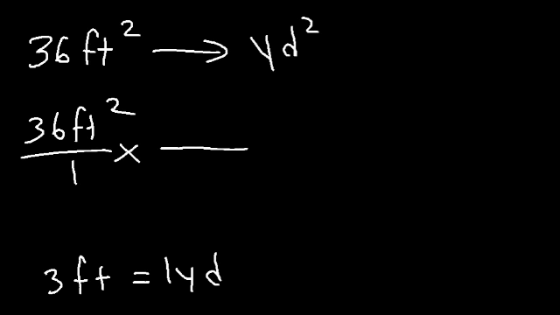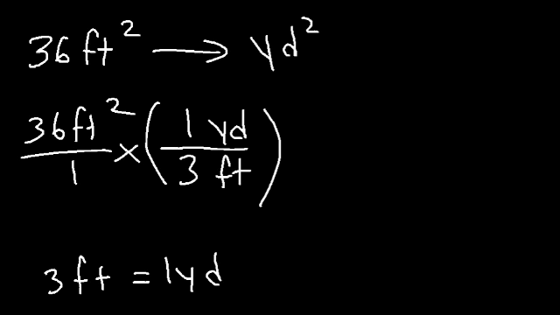Now, in the next fraction, we need to put feet on the bottom, yards on top. So we know there's 3 feet in 1 yard, but because we have a square here, we need to square it. So we need to divide 36 by 3 2 times, or by 9. 3 squared is 9. So the unit feet squared will cancel, and we're going to get yards squared.